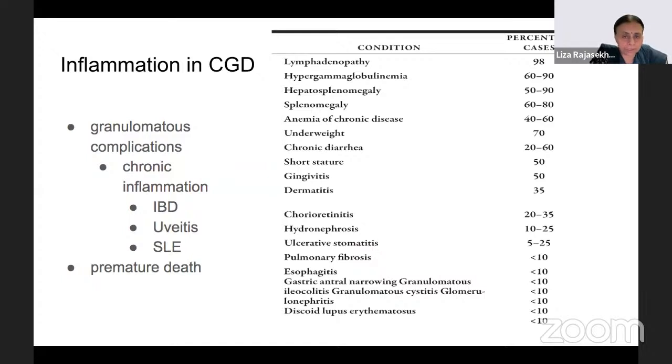This inflammation and recurrent infections lead to chronic malnutrition, which is manifested as short stature and underweight patients. And a lot of these patients have a premature death because of these complications, and the death rate is almost 1 to 5% every year.